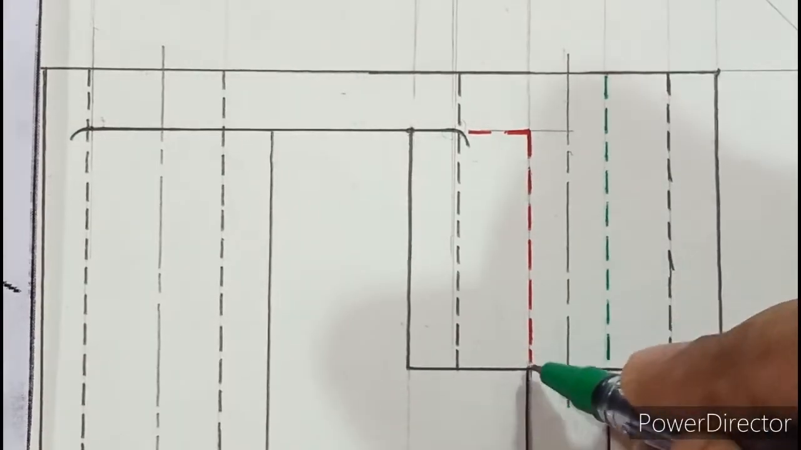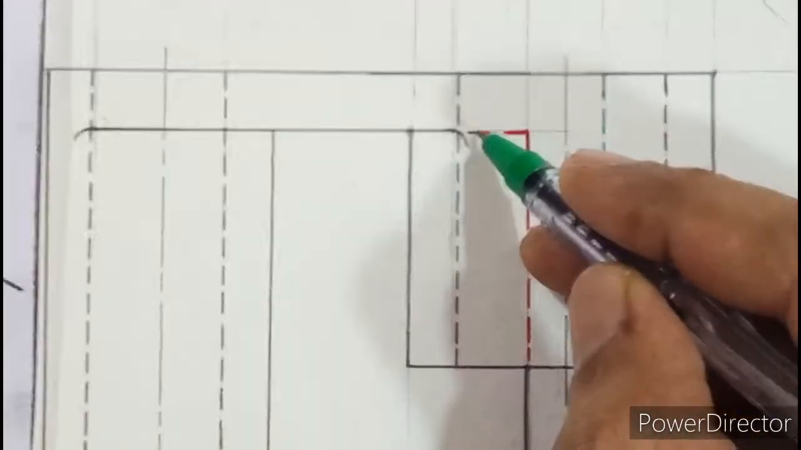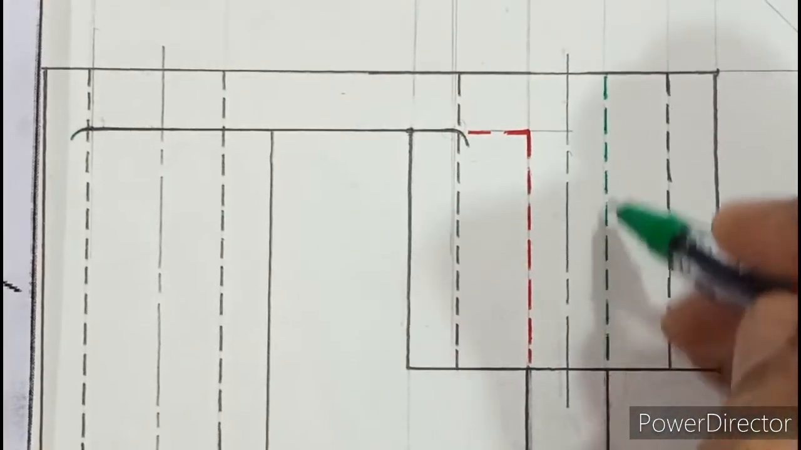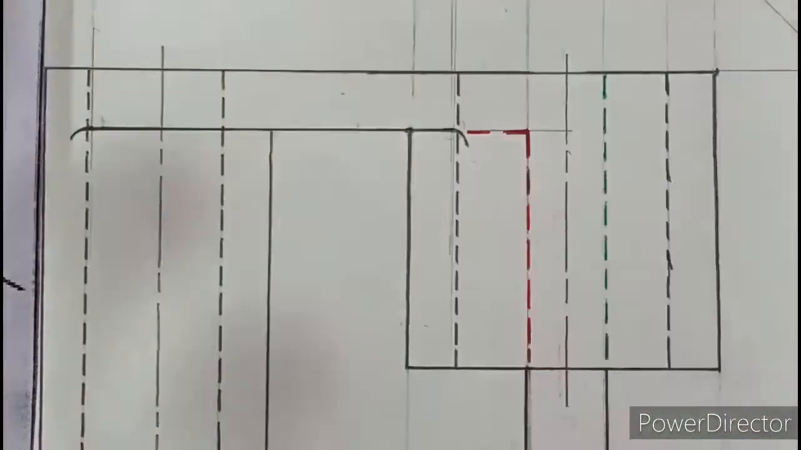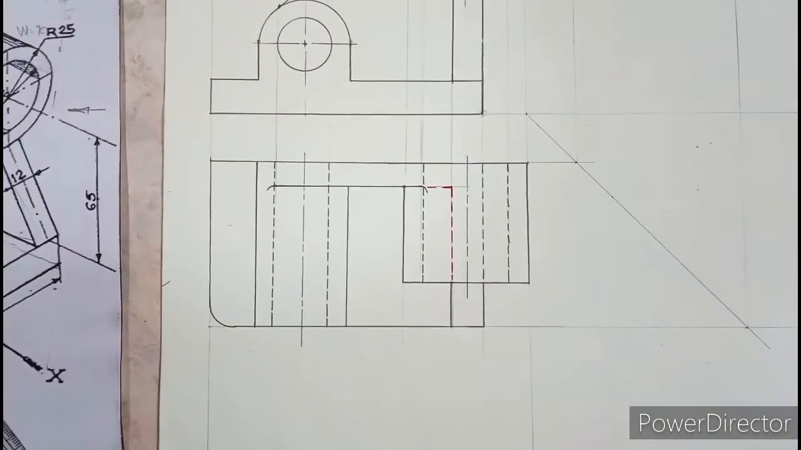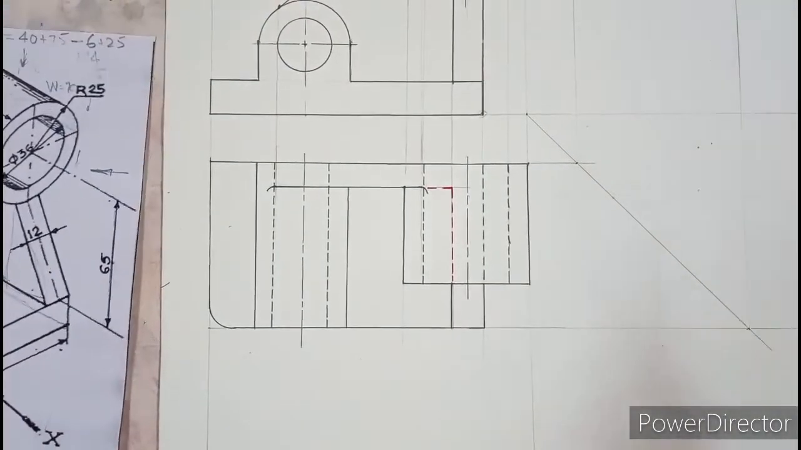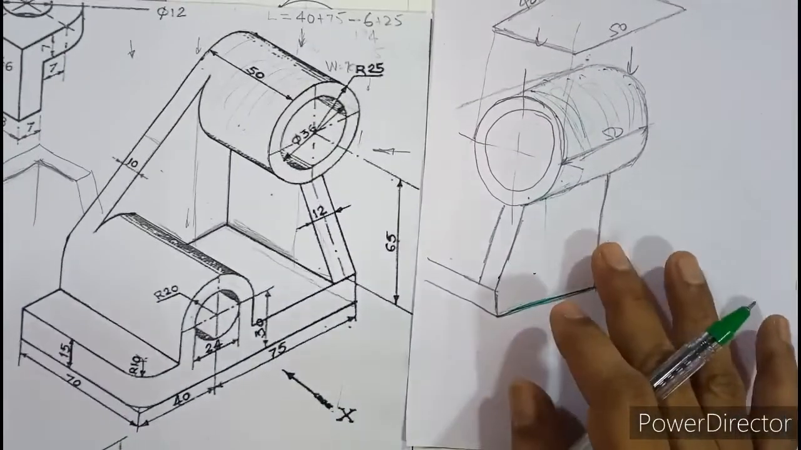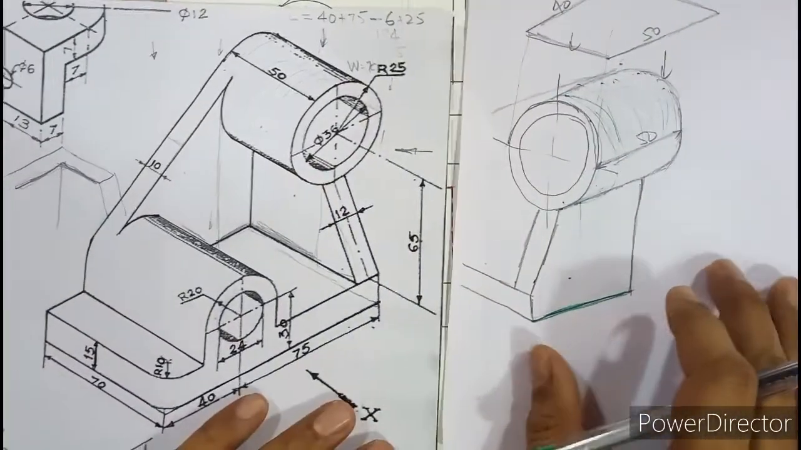So remember the red line is only till here and it takes an L-shaped turn, whereas the green line is till the end. Okay, so that is how the top view is almost done. So we have completed the top view in all respect. All hidden lines are shown. So which are the hidden lines?